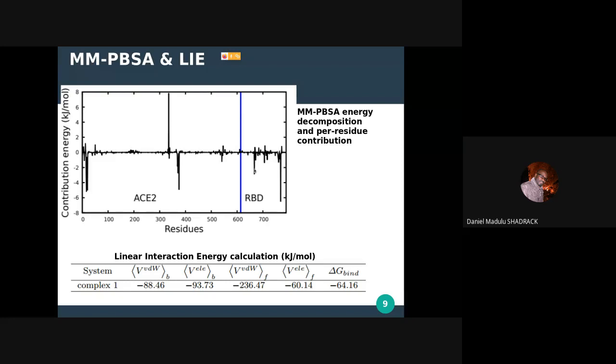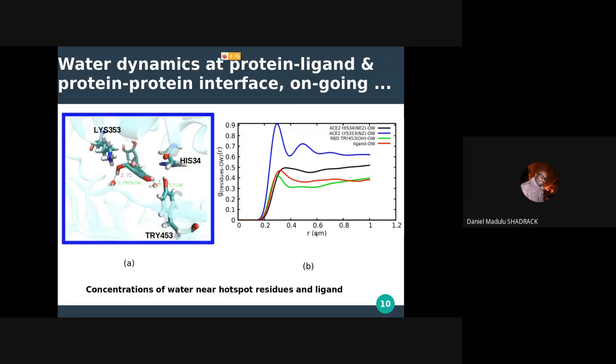To supplement this, we did the linear interaction energy, which gives the binding energy, because we do two independent simulations for a ligand when it is bound and when it is free in solution. And the binding free energy was really similar to that obtained from the MMPBSA. We are also interested in understanding the influence of water, the dynamics of water, at the protein-ligand and protein-protein interface, how this water present here is mediating the interaction and to what extent.